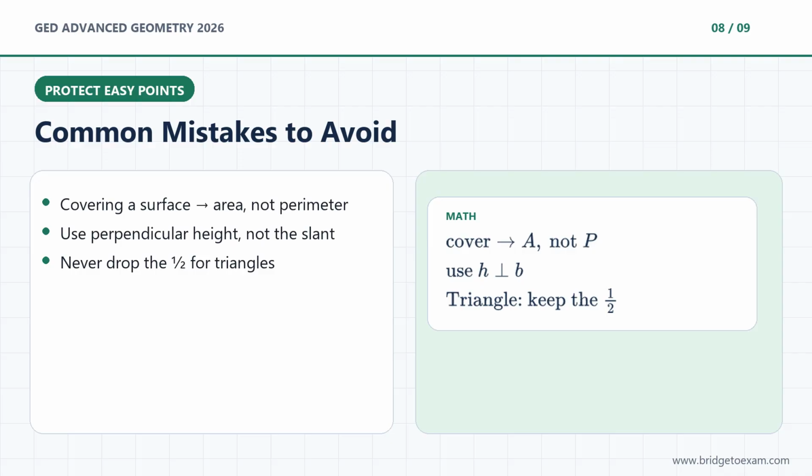Before we finish, let's dodge the three most common area traps. First, do not use perimeter when the question asks how much surface is covered. Covering means area. Second, do not use the slanted side as the height. Use the perpendicular height. And third, never forget the 1/2 in the triangle formula. These three small habits protect a lot of easy points.